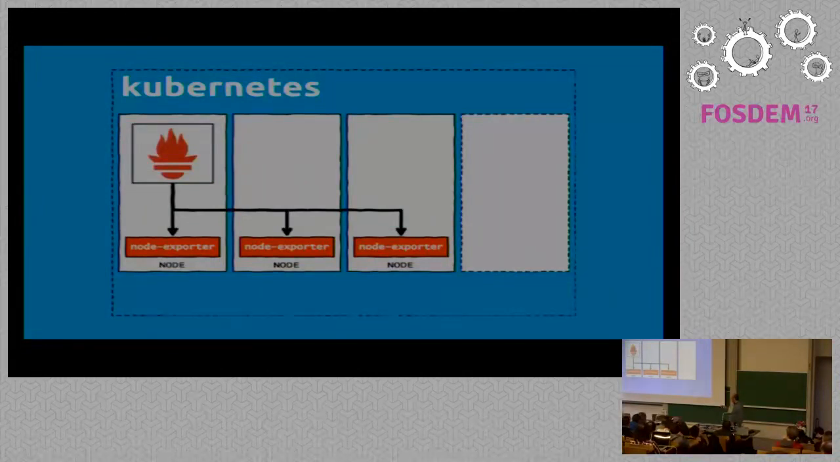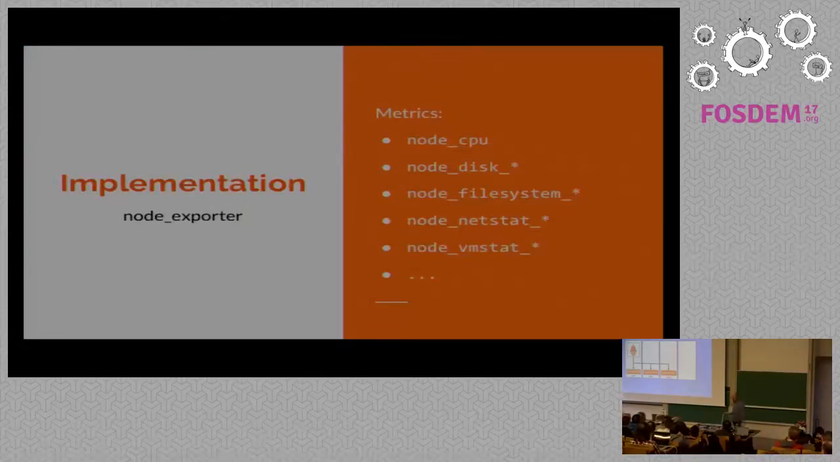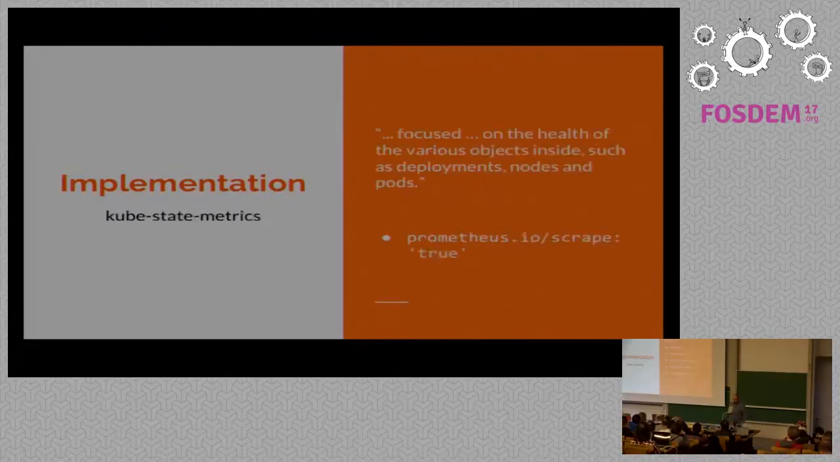So it looks like that. Here are the node exporter instances as daemon sets started on the nodes, and the running Prometheus discovers these and scrapes its metrics. This provides us with a lot of additional metrics, for example, CPU metrics, disk, file system, and so on, from the separate cluster nodes.